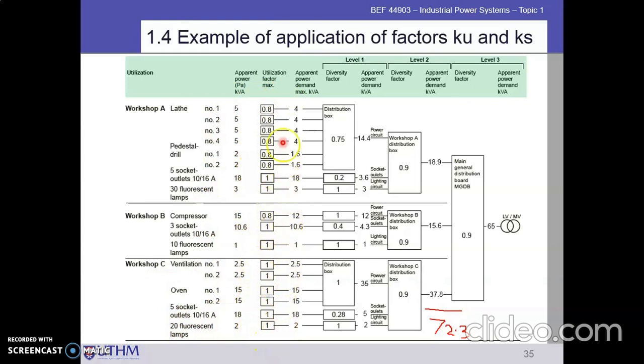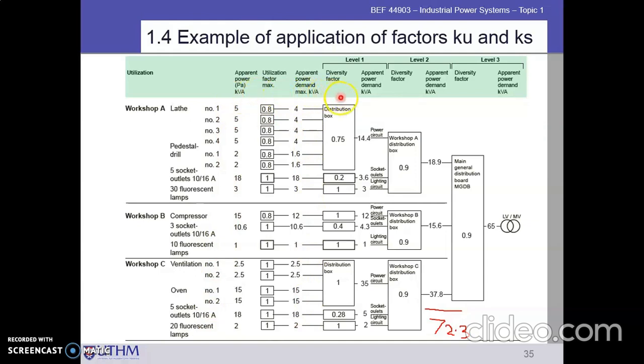Utilization factor. The first one, to get the apparent power demand, maximum kVA, we have to multiply the apparent power with the utilization factor. So we get the apparent power. So we have to calculate all loads to get the apparent power demand in maximum. So next we go to level 1.